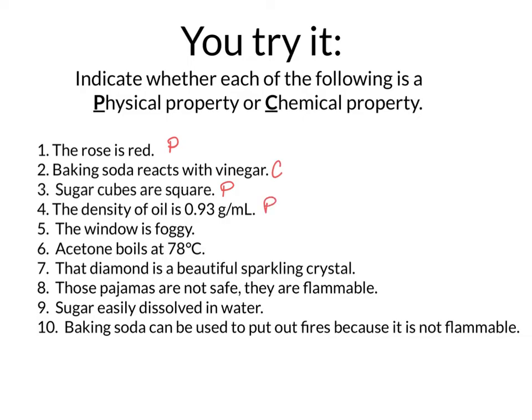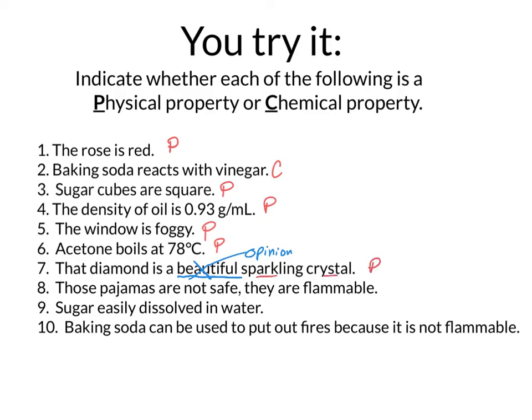For number 5, we have the window is foggy, and very similar to whether it's clear or transparent, this is telling us that this is a physical property. Acetone boils at 78 degrees Celsius. Again, we have a physical property. That diamond is a beautiful, sparkling crystal. The beautiful is not a good terminology. We won't be talking about that. That should be an opinion, and so it's not one of our observations, really, but we could say it's sparkling and it's a crystal. Both of those are physical properties.